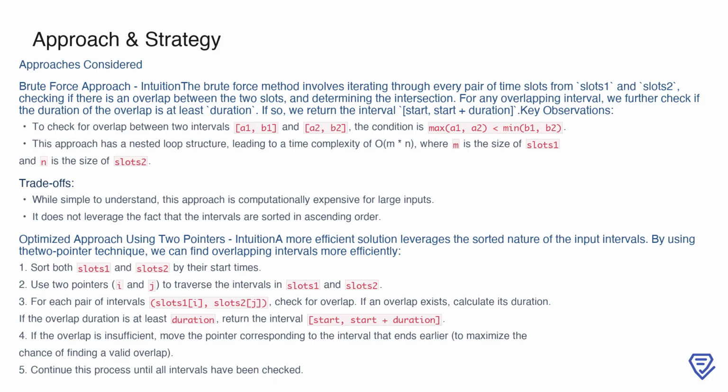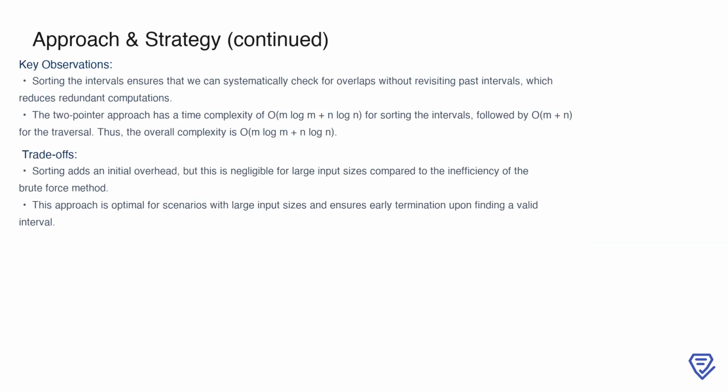To address these inefficiencies, we turn to an optimized approach using two pointers. By leveraging the sorted nature of the intervals, we can systematically find overlaps with significantly less computational overhead. Let's break down how this works. In the optimized two-pointer approach, the intervals in both slots1 and slots2 are first sorted by their start times. We then use two pointers, one for each list, to traverse the intervals. For each pair of intervals, we check for overlap. If there is an overlap, we calculate its duration. If the overlap duration meets or exceeds the required duration, we return the interval [start, start + duration].